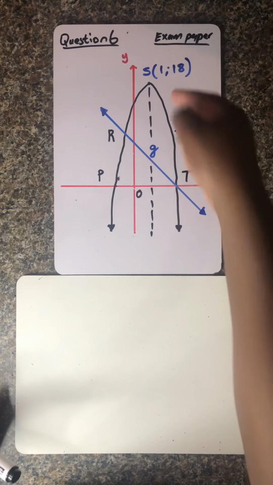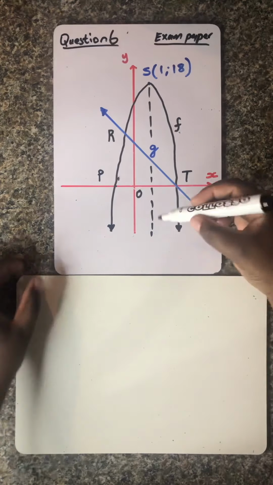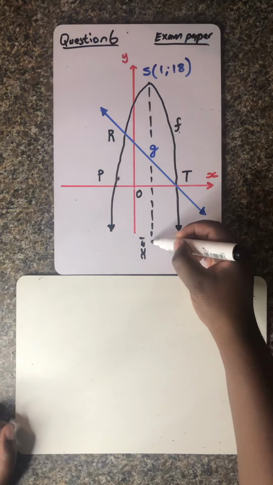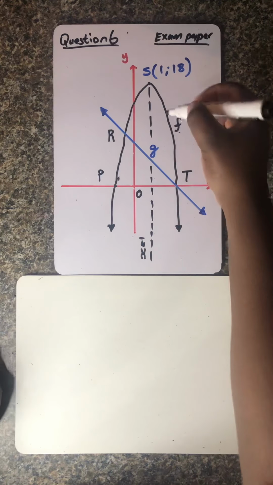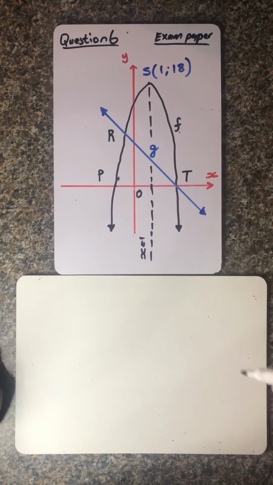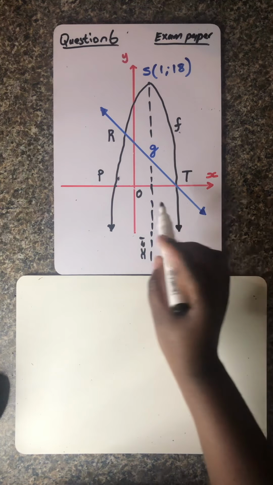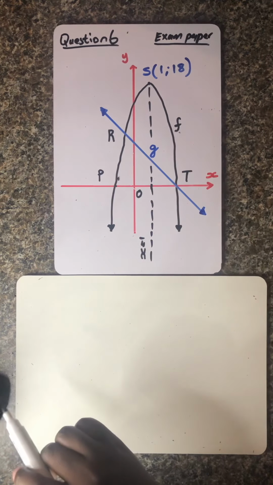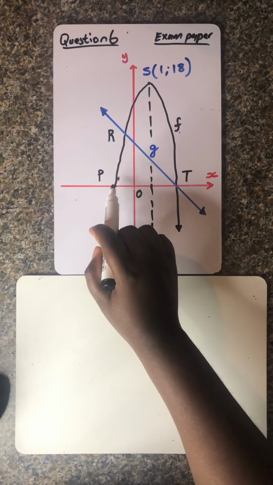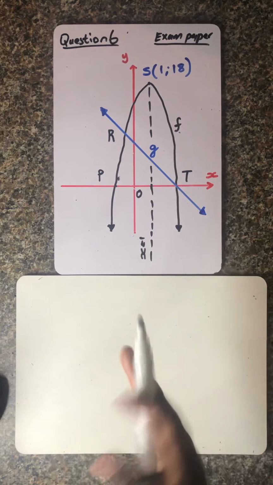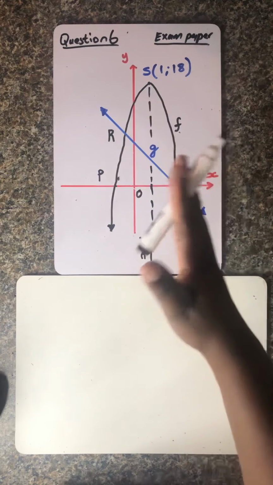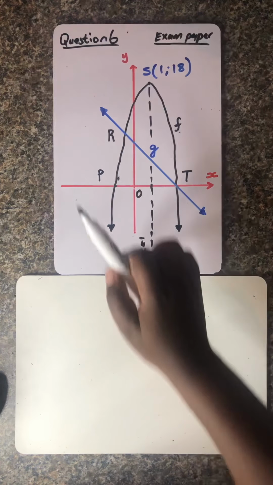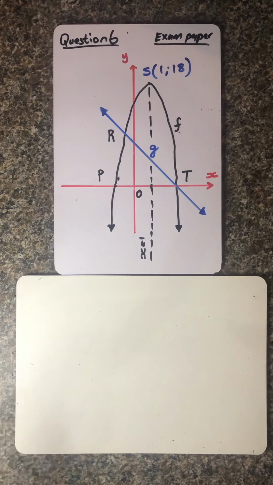Now that we know the axis of symmetry, we can represent it to say this is where x is equal to 1. I hope you understand this. So that point is where x is equal to 1, which means the distance from that point to P is equal to the distance from that point to T. Even though I've drawn this diagram by hand and it doesn't look equal, what we know is that the axis of symmetry cuts the parabola into two equal halves.